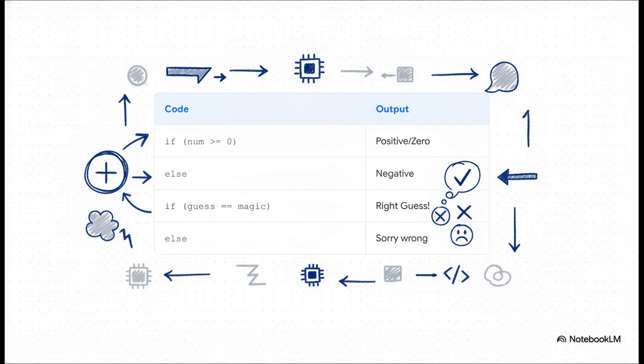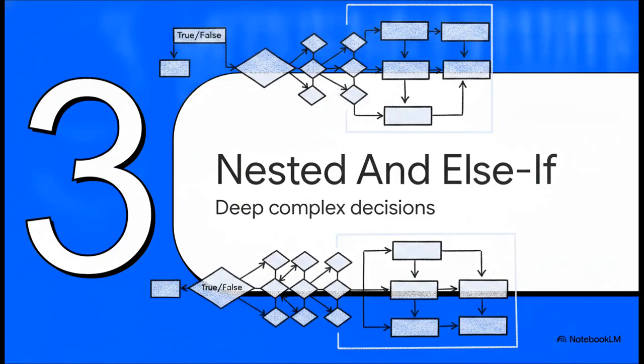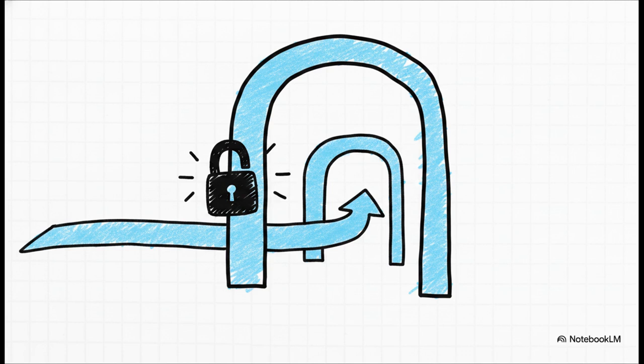Instead of the program silently crashing or ending when they guess incorrectly, it politely informs them they failed, relying entirely on that else fallback. All right, Section 3, nested and else-if statements. Time to level up into deep branching and complex decisions. So the crucial takeaway here is that we can literally place an if statement inside of another if statement, or even inside an else statement.